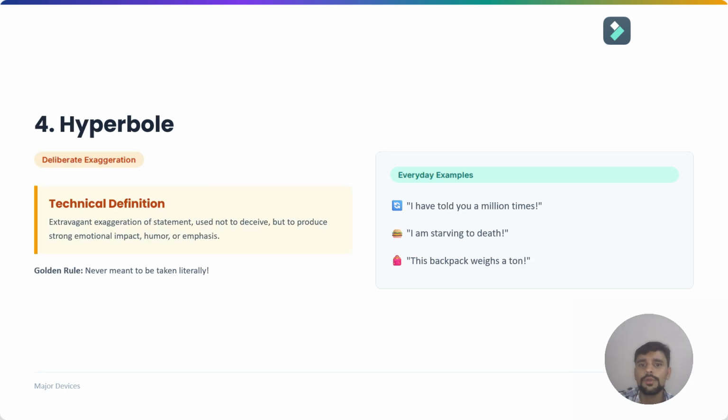Now let's talk about exaggeration. The figure of speech is hyperbole. Hyperbole is deliberately and extremely exaggerating. And here's the golden rule: hyperbole is not intended to be taken literally.